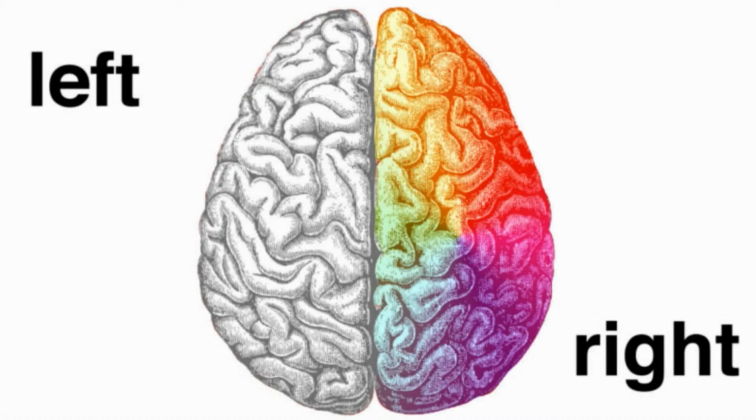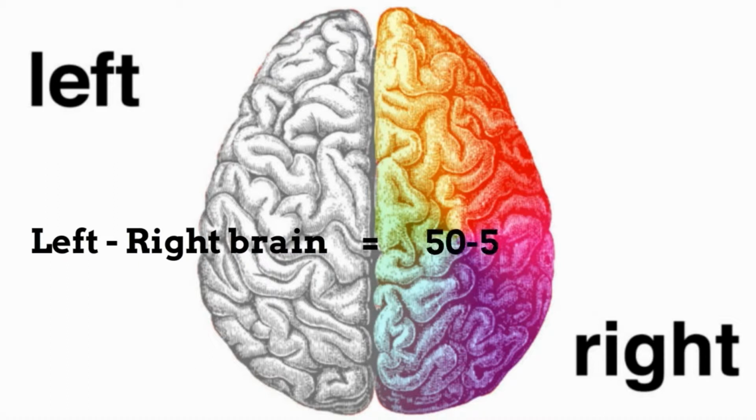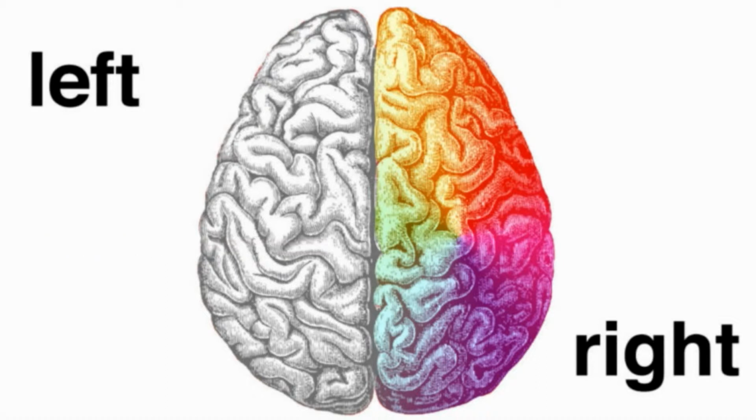visible on the report is the left-right brain functioning, which talks about a 50-50 percentage. So if you are more than 50 on either the left or right brain, then you can understand the dominance of left or right brain, whether you're logical or holistic.